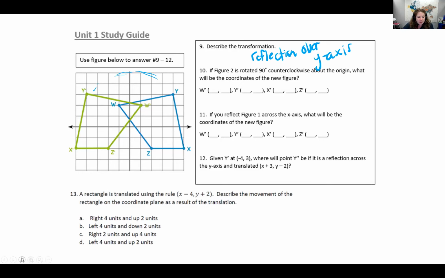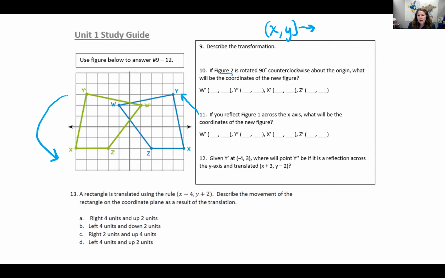All right, now number 10 talks about figure 2 and number 11 talks about figure 1. So we're going to call the green one figure 2 and the blue one figure 1, okay? Figure 2 is rotated 90 degrees counterclockwise, so it's going to come down here. The rule says when you rotate 90 degrees counterclockwise, your y value comes to the front and changes signs, and your x value goes to the back. So this y that's at negative 1, 2, 3, is going to be at negative 1, 2, 3.